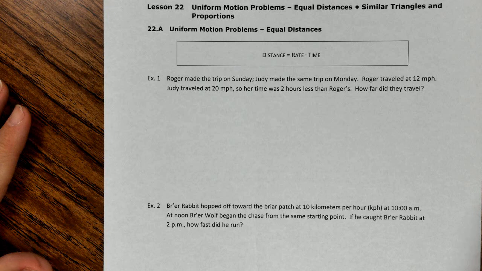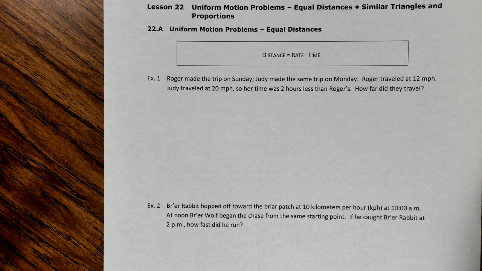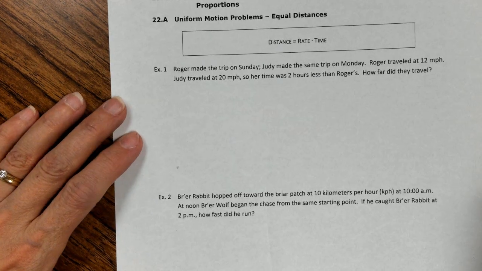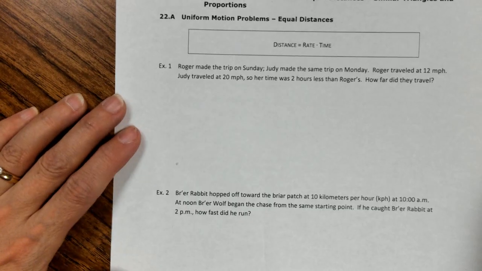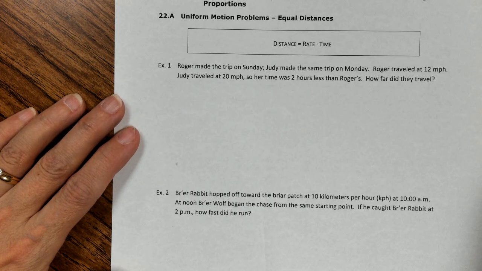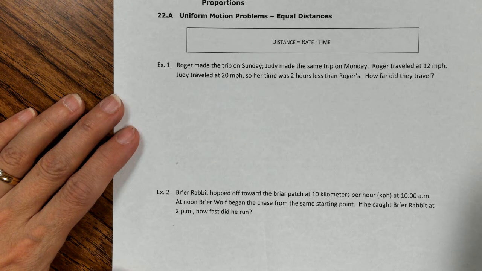What we're going to do is read the problems carefully and make a list of the information they're giving us. It will help us keep things organized and then be able to solve them pretty simply. So let's take a look at an example here. Roger made the trip one Sunday. Judy made the same trip one Monday. That means their distances were equal, because it's the same trip. Then it gives us Roger's rate. He traveled at 12 miles per hour. Judy traveled at 20 miles per hour, so her time was 2 hours less than his.